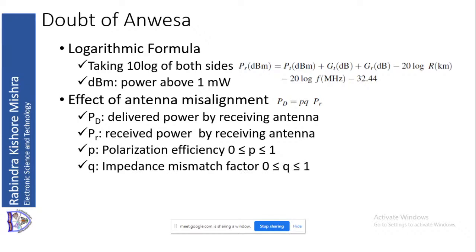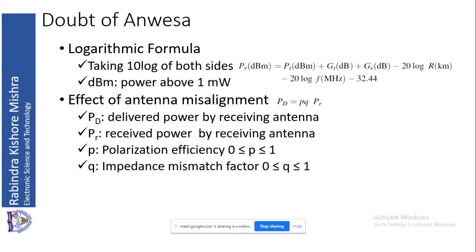Similarly, Q is the impedance mismatch factor, where Q is again between 0 and 1. If it is properly matched, then Q is 1. If it is not matched at all, everything goes back, then it is 0. So this is for the misalignment. So polarization and impedance, everything is taken care of here.